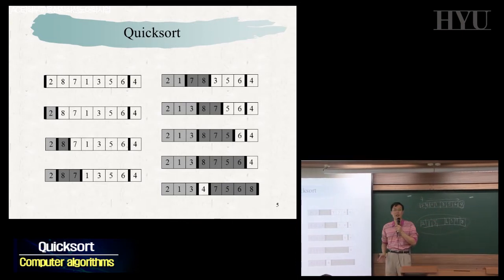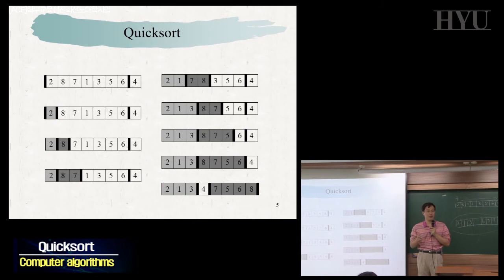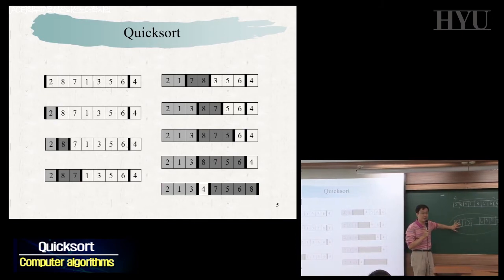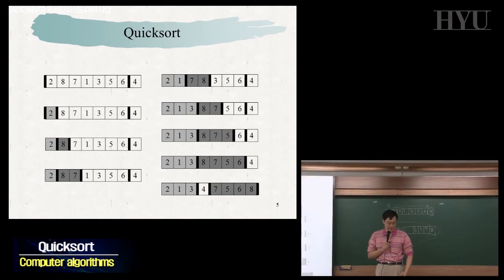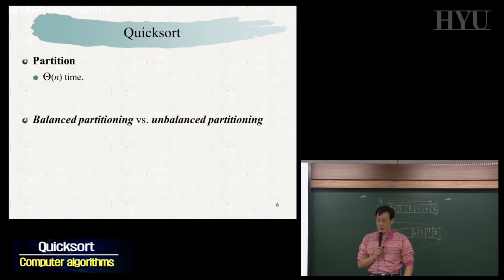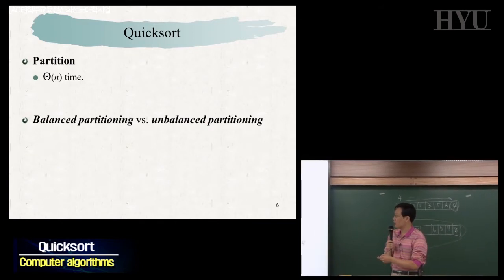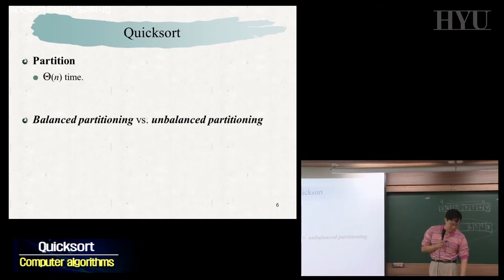This is in-place partitioning. We don't need an additional array. And the partitioning takes theta of n time.